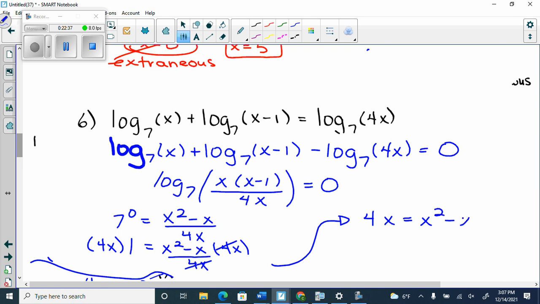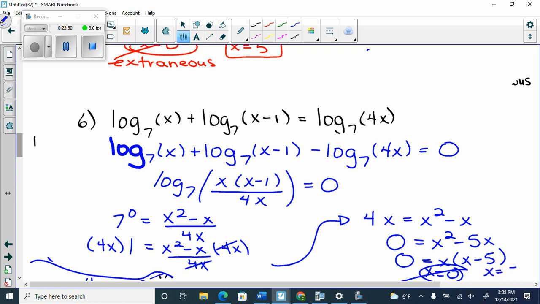Now we're at the same spot as the other one, but it took us 800 years longer. Approximately 800 years longer. Same answer. X equals 0, can't happen. X equals 5. Good. Extraneous.